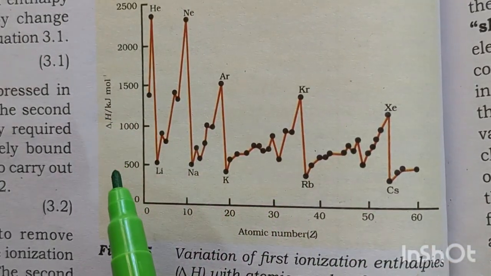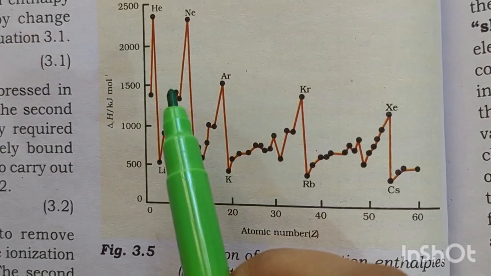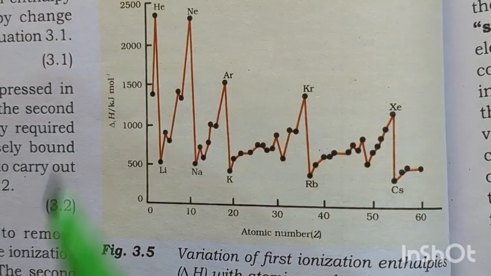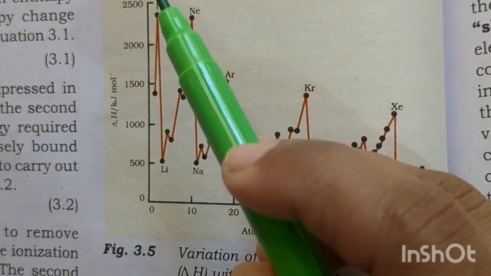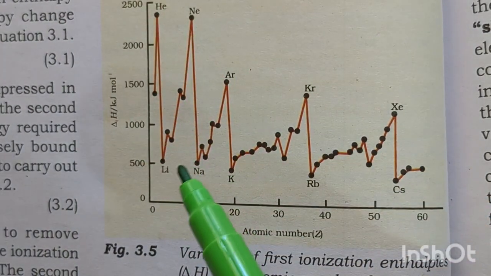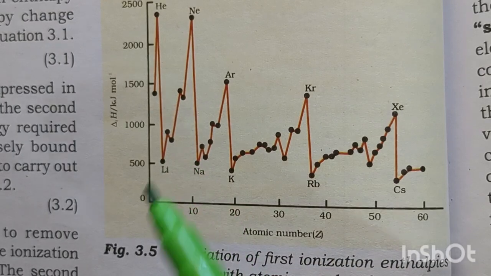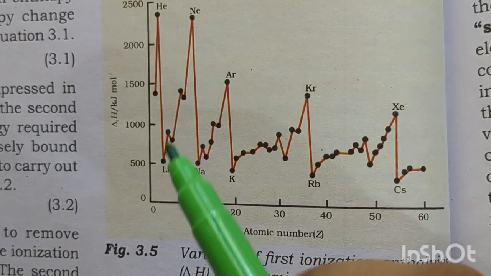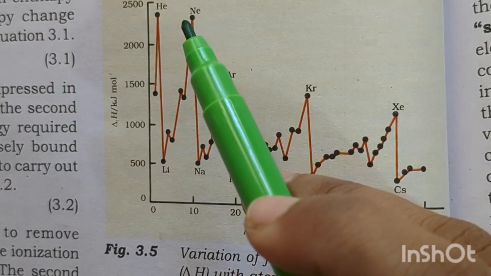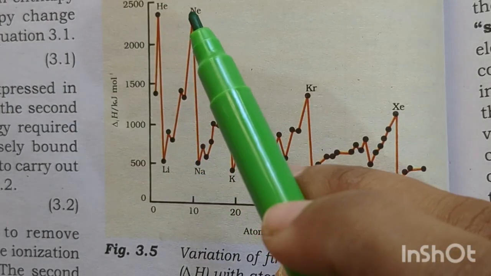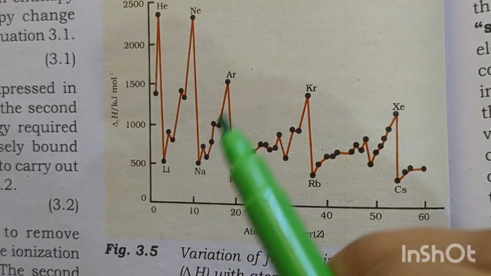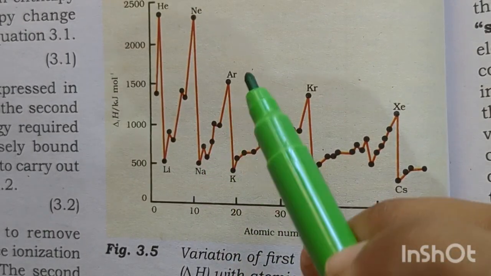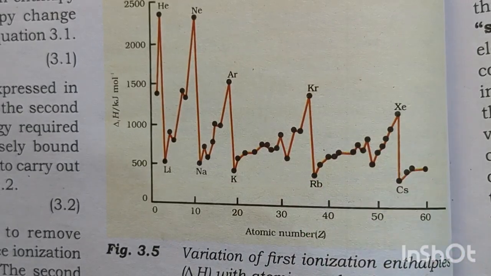You can see that the first ionization enthalpy increases from hydrogen to helium across the first period. Then from helium to lithium it decreases, that is, down a group from top to bottom. From lithium to neon, the first ionization enthalpy increases. Then from neon to sodium it decreases. Again from sodium to argon, in the next period, the ionization enthalpy increases. The same nature is repeated.